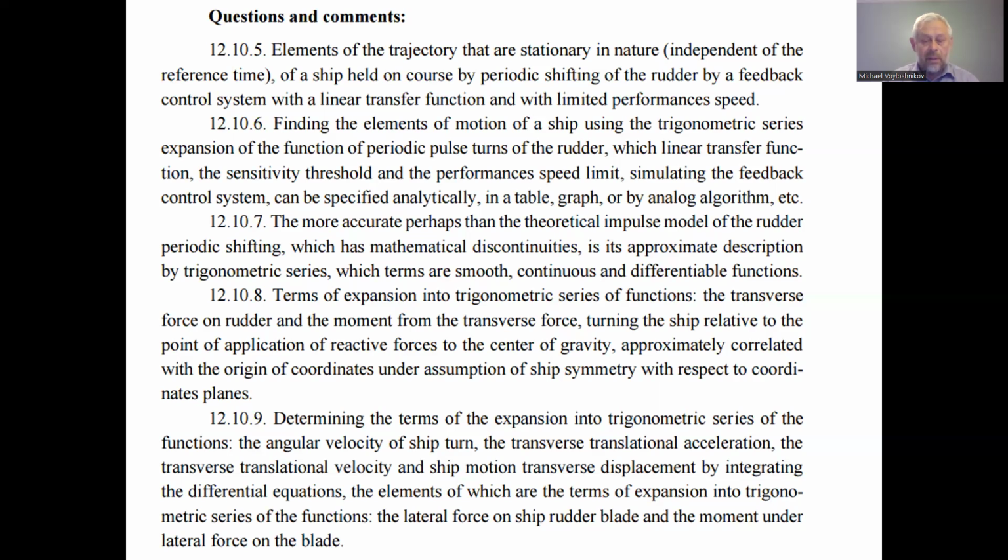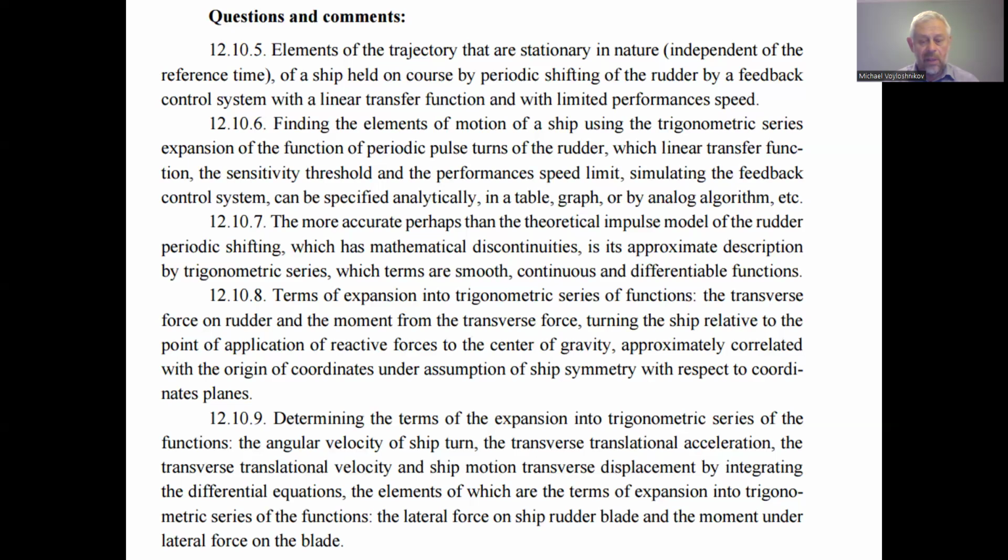due to the available sensitivity threshold of the observing system and due to the speed limit of the action of the control system, we cannot obey the strict motion of the ship along the straight line. Actually, the deviations look like a definite periodic process. The trajectory is of the periodic type.